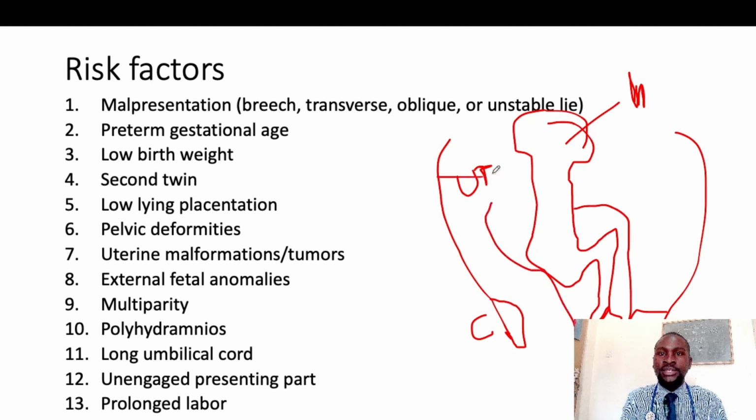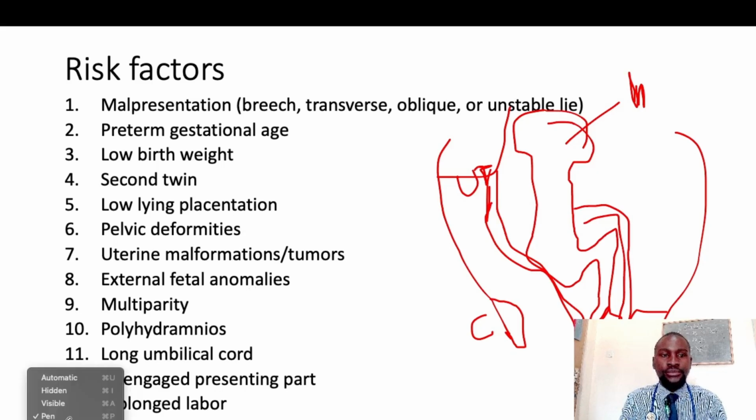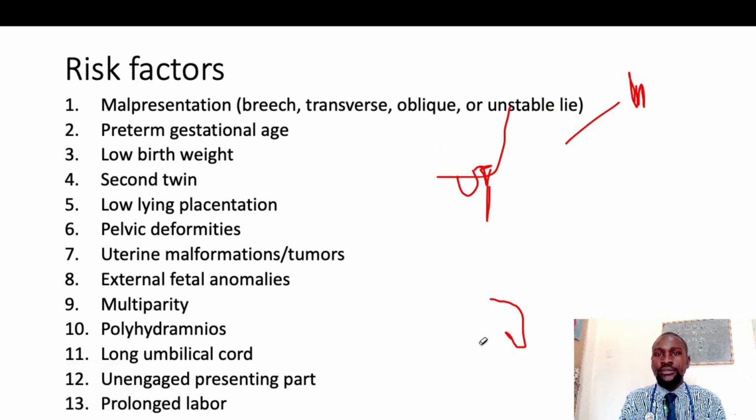Let's say the placenta is here. The cord may slip around like that and prolapse. So because of this malpresentation, the space that has been left out, this presenting part doesn't adequately fill the pelvis. And because of that, you have the cord prolapsing. So that is what we are talking about. Let me just erase this. So I hope that's clear.